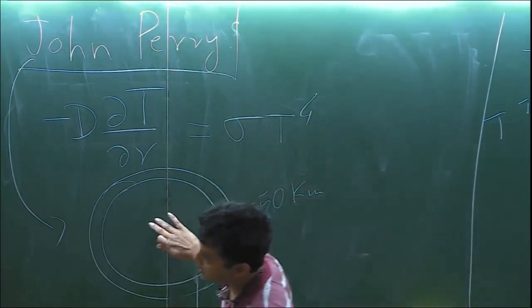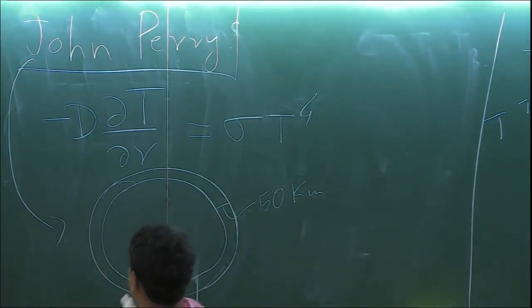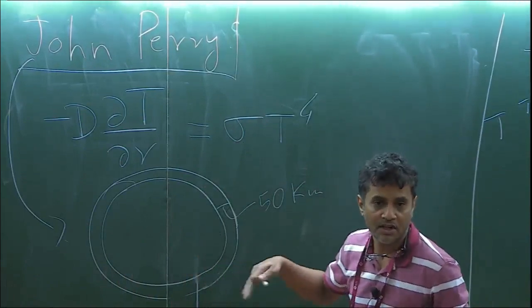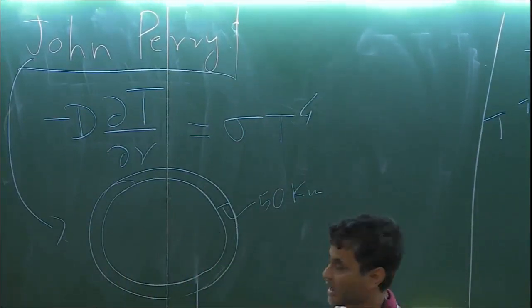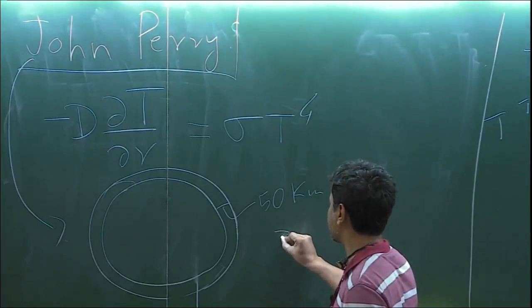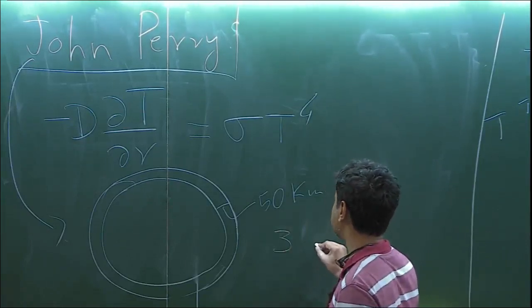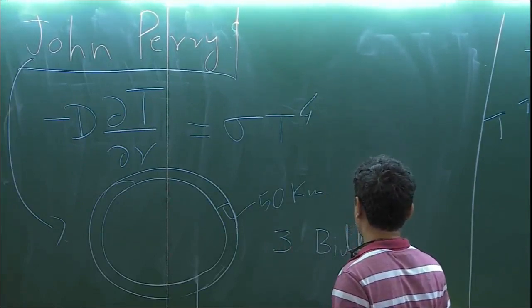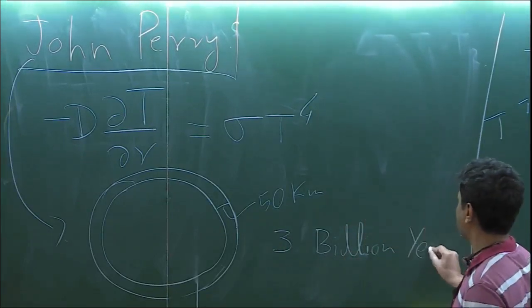So with the same model, the same kind of equation and the same boundary condition of 0 degrees, and with this extra input, he again recomputed and got a number of about 3 billion years, which is much better.